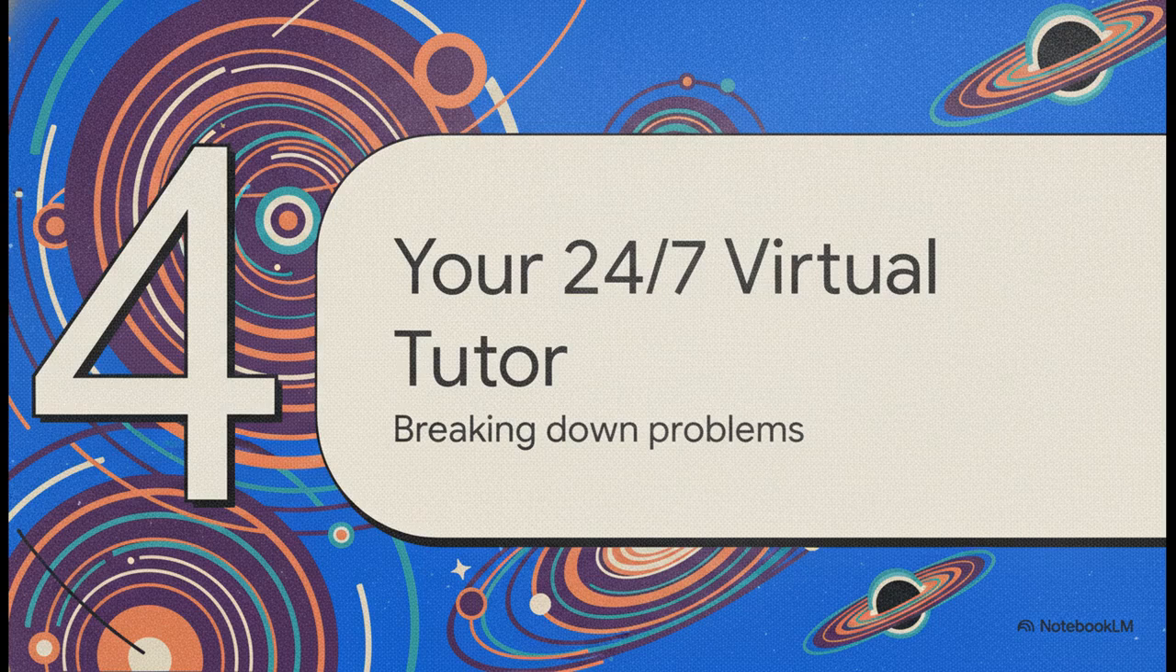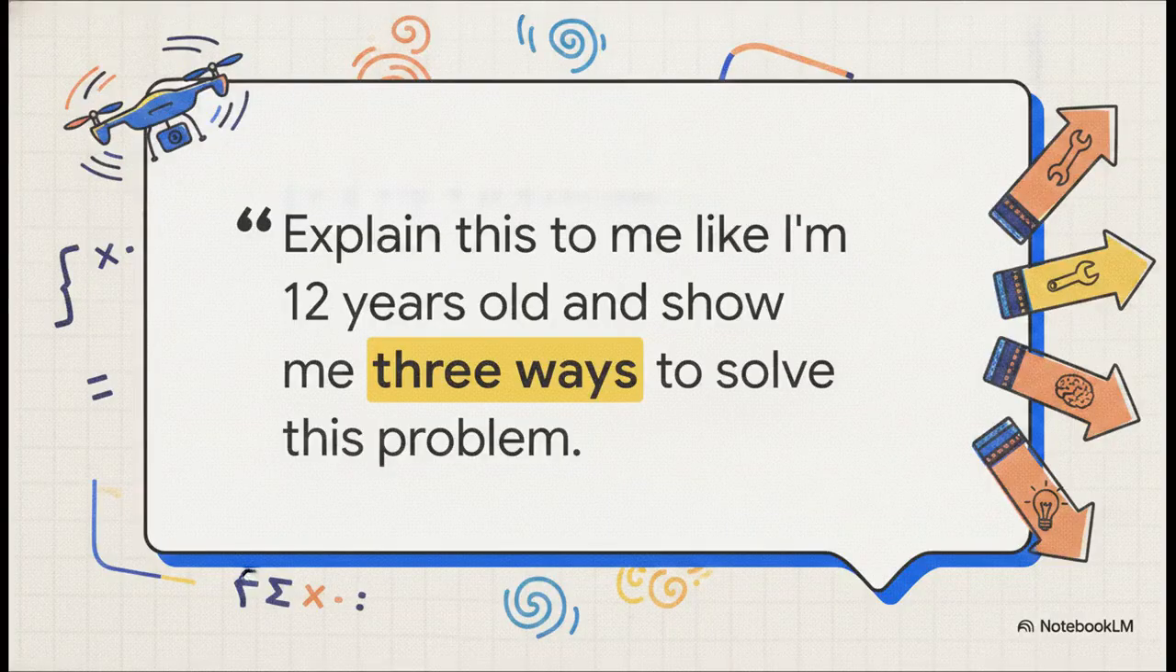Moving into Section 4, your 24/7 virtual tutor. This is all about tackling complex concepts, like, say, trying to understand why time moves slower near a black hole. Think about how we approach a terrifying math assignment. Say you're looking at a wildly complex calculus and probability problem about AI, drone energy optimization, and wind failure probabilities.